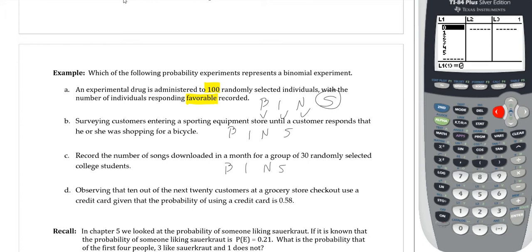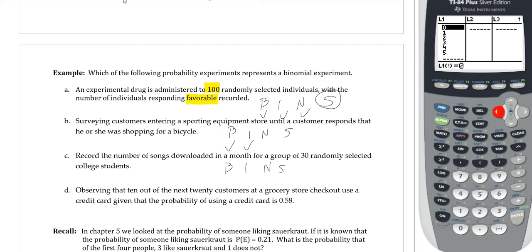Surveying customers entering a sporting equipment store until a customer responds that he or she was shopping for a bicycle. Okay, well, let's go through. B, binary. They're either shopping for a bicycle or they're not, so that's good. I, independent. One person shopping for a bicycle probably does not influence somebody else shopping for a bicycle, so that's okay. Notice how I'm defending each of these. This is how you would write these down.